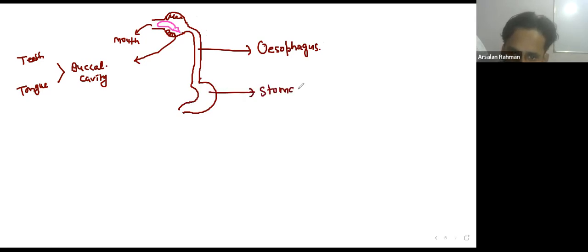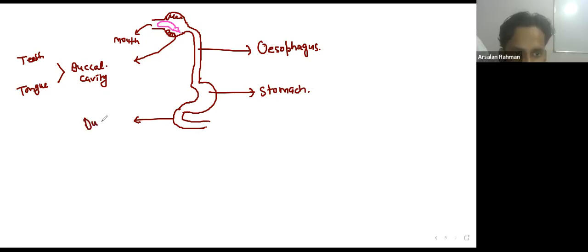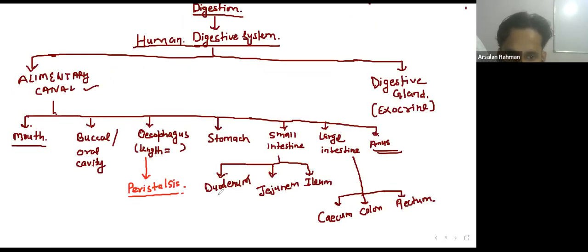Then food will enter into this. Can you see this C-shaped structure? This is called duodenum. I have told you small intestine is divided into three parts. See here, I have divided small intestine into three parts: duodenum, jejunum, and ileum. Yes or no? Okay.